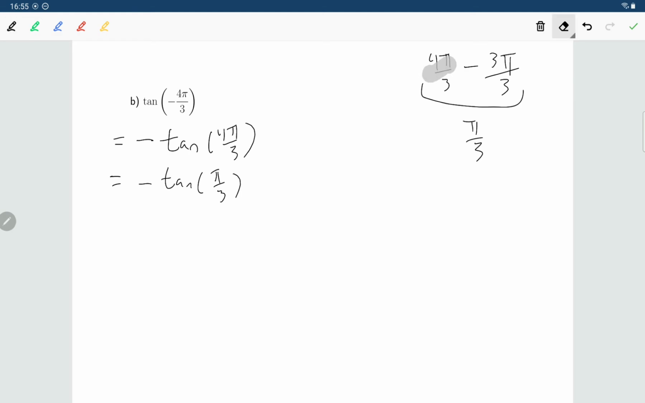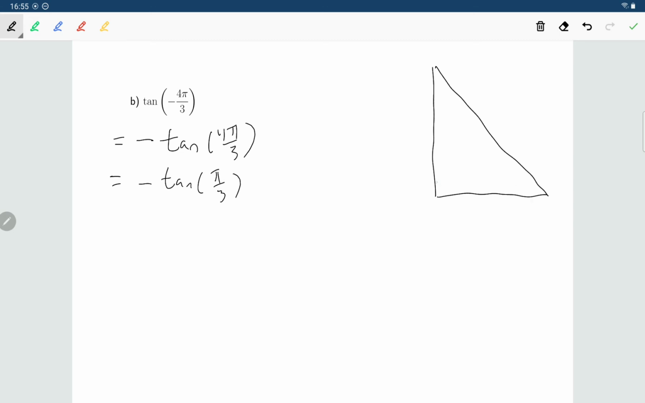So I've used actually two properties of my trig functions here. First, I took the negative outside using the fact that tangent is odd. Then I turned it from tangent of 4 pi over 3 to tangent of pi over 3 using periodicity, using the fact that tangent has a period of 180 degrees or pi radians.